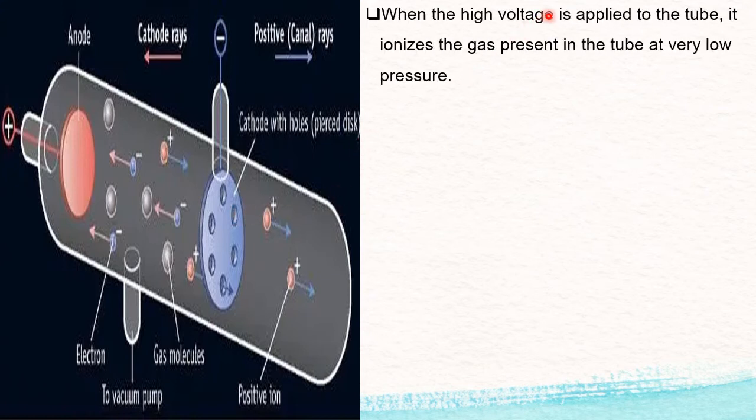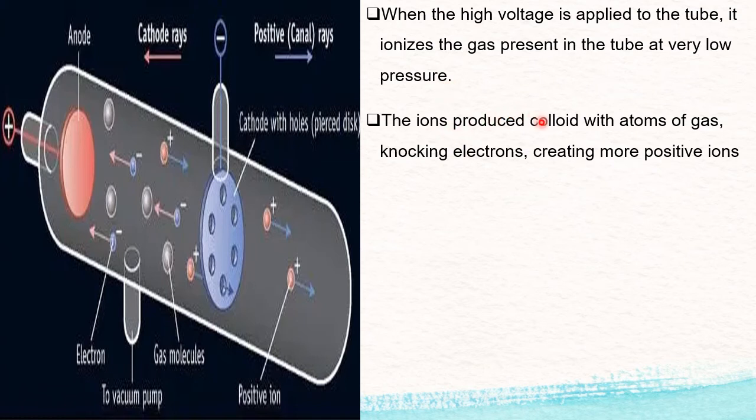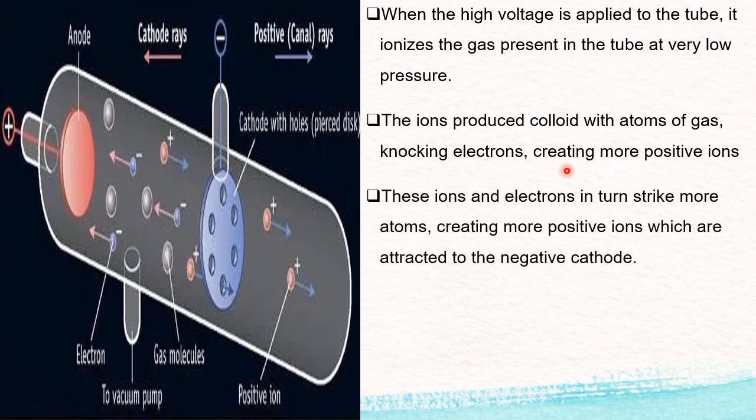When high voltage is applied to the tube, it ionizes the gas present in the tube at very low pressure. Same conditions. The ions produced collide with atoms of gas, knocking out electrons and creating more positive ions. Electrons ionizing the matter, that is gas, into electrons and positive ions, they collide again. Many more ions, many more electrons are formed. That is the idea. These ions and electrons in turn strike more atoms. So this will continue, like a chain reaction, creating more positive ions which are attracted to the negative cathode.